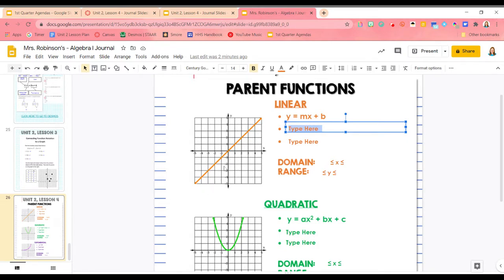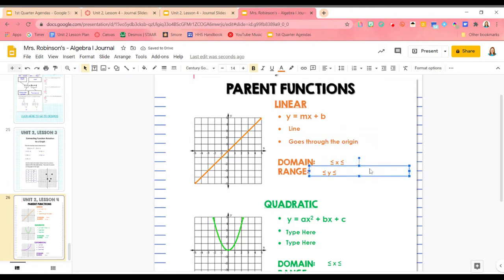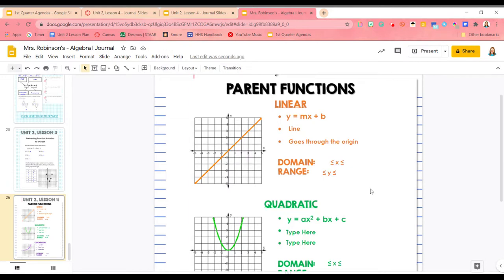This is the original. So the original, we want to remember that it's a line. That's the first thing I want you to remember. And then I want you also to remember that it goes through the origin. So pause the video and type this into your slide. It's a line that goes through the origin. That's what's important to remember about lines. The parent function is always a line for linear, and it goes through the origin.